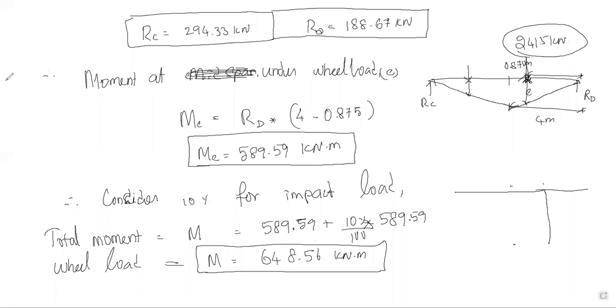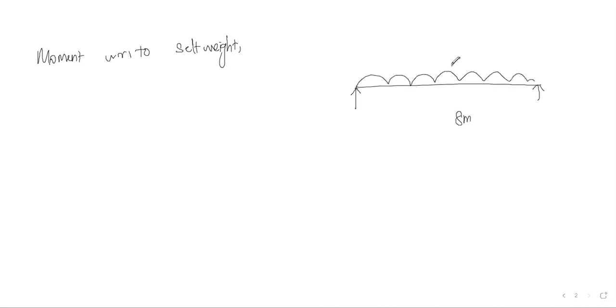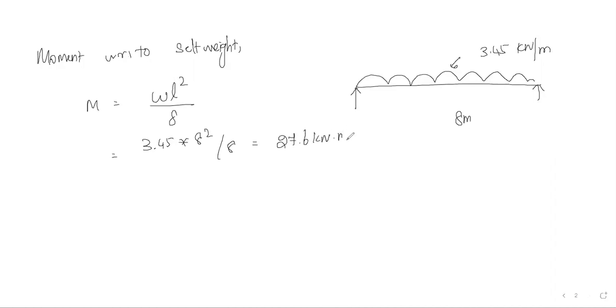Next, moment with respect to the self weight. Here self weight we have taken as a UDL. It is 3.45 kilonewton per meter. For a simply supported beam with UDL throughout, the moment value is WL squared by 8. So W is 3.45 into L squared, 8 squared, divided by 8. It becomes 27.6 kilonewton meter.